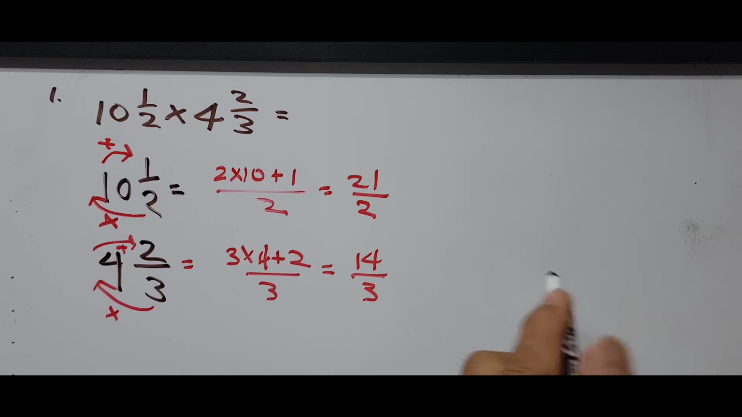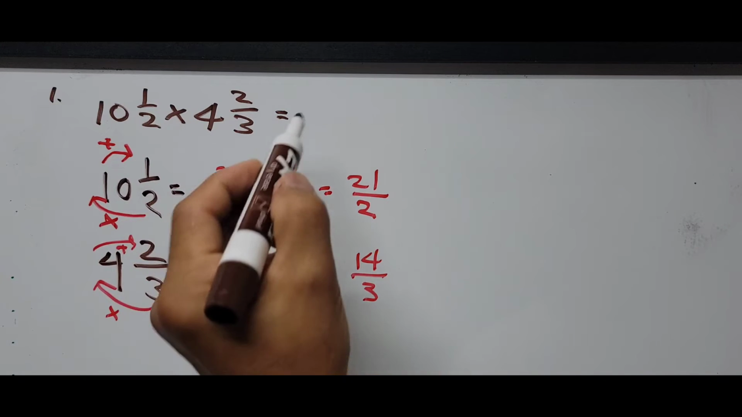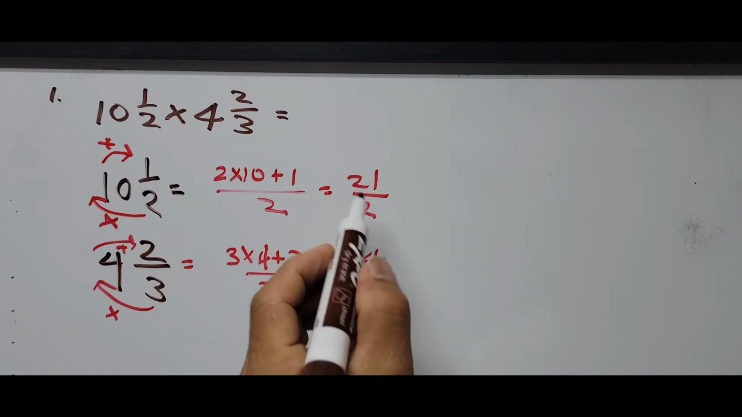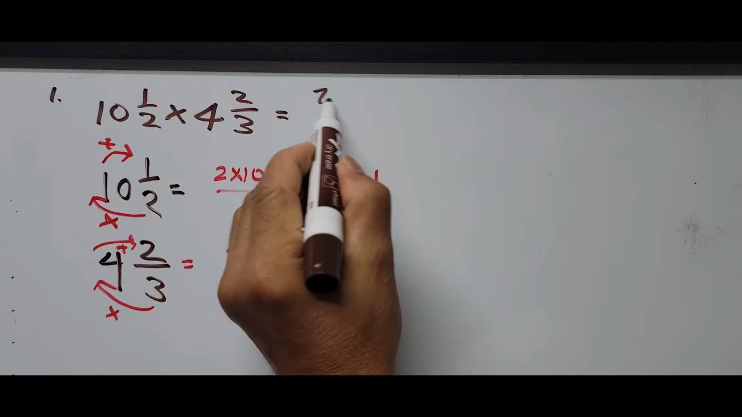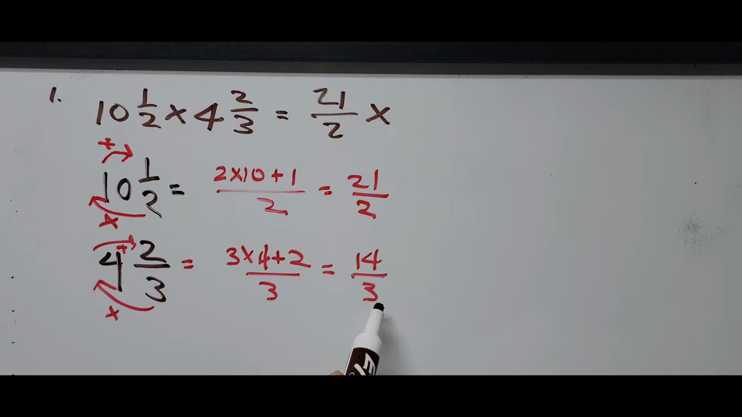All right, let's go ahead and multiply. So we go back to our problem. So 10 1/2 is 21/2 multiplied by 14/3.